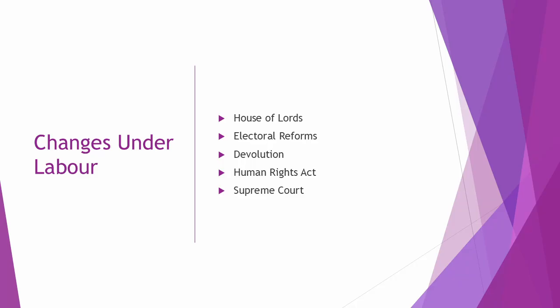The Human Rights Act 1998 incorporated the European Convention on Human Rights into UK law, which affected the Constitution by allowing individuals to challenge public authorities in domestic courts for breaches of their rights. The Supreme Court is the highest court in the UK, responsible for ruling on constitutional and legal matters independently of Parliament. Labour implemented the Supreme Court to separate judicial and legislative powers, which affected the Constitution by enhancing judicial independence and removing the Law Lords from the House of Lords.